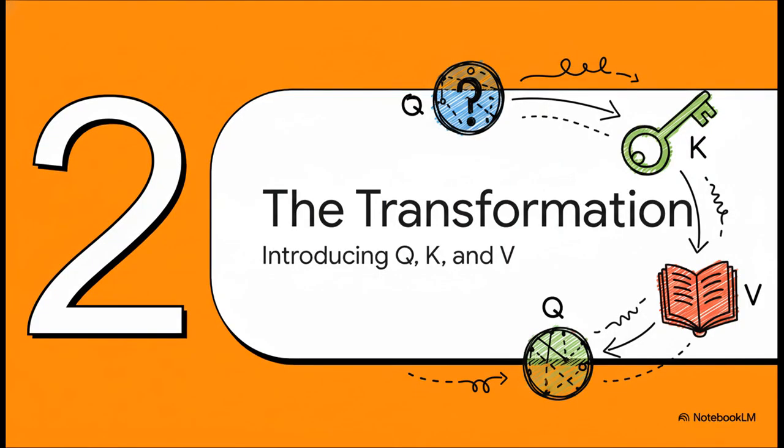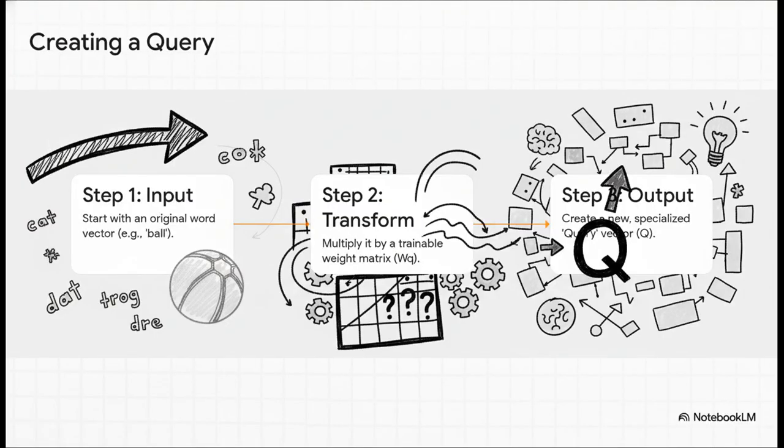Well, the genius idea wasn't to throw away the dot product entirely, but to make the inputs way smarter. Instead of using those raw word vectors, we first transform them into three specialized versions: a query, a key, and a value. Here's the basic idea of how that works. You take an original input vector, let's say for the word "ball." You then multiply it by a special grid of numbers, a weight matrix, which we'll call WQ. Now the magic is that this matrix is trainable. The model actually learns the perfect values to put in there during training. And the result? You get a brand new vector, a specialized one, called the query.